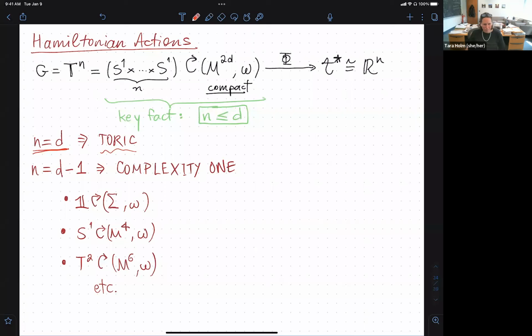The next case is called complexity 1. So if we have a torus of dimension 1 less than half the dimension of the manifold, this is called a complexity 1 action. And so, for example, we're looking at a no action on a surface, a circle action on a 4-manifold, a 2-torus action on a 6-manifold, and so forth. Okay, so that's what we're looking at.